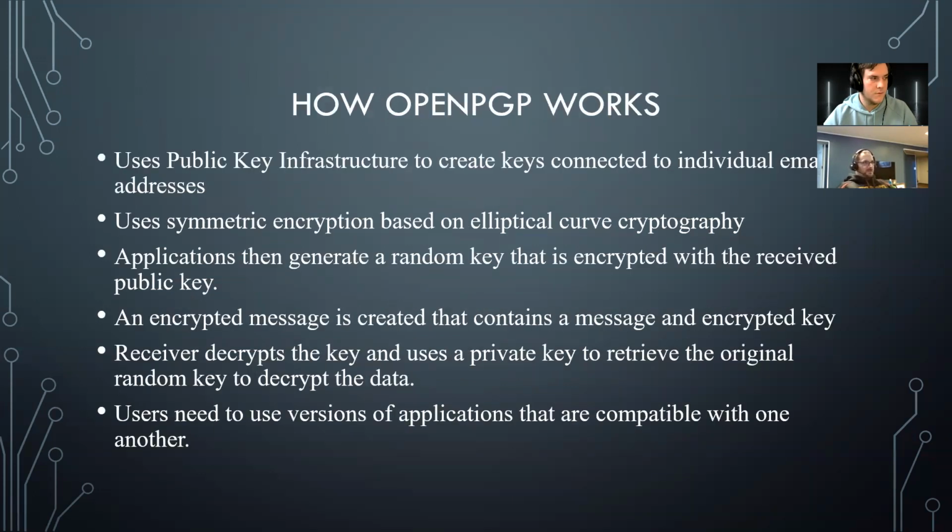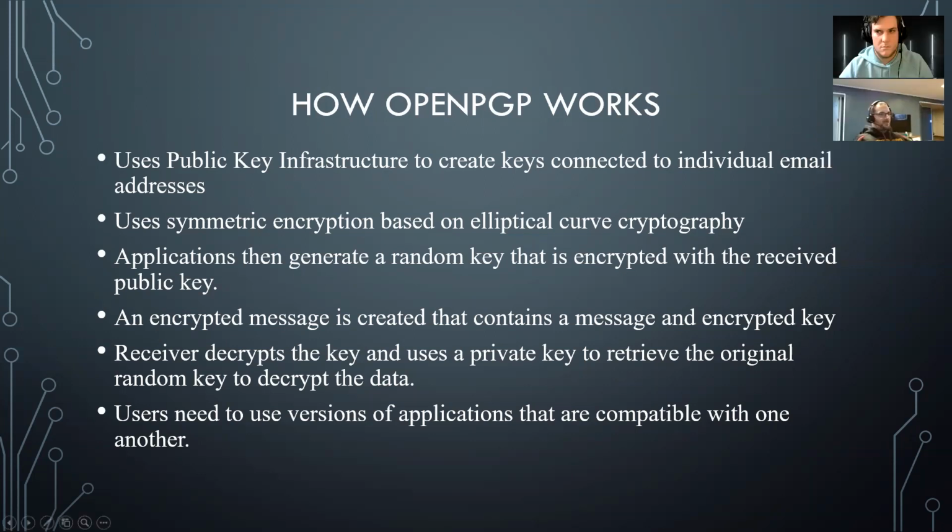How OpenPGP works: it uses a public key infrastructure to create keys connected to individual email addresses, and uses symmetric encryption based on elliptic curve cryptography. Applications then generate a random key that is encrypted with the received public key. An encrypted message is then created that contains a message and an encrypted key. The recipient uses a private key to decrypt the key and retrieve the original random key to decrypt the data. Users need to use versions of applications that are compatible with one another for this to work.